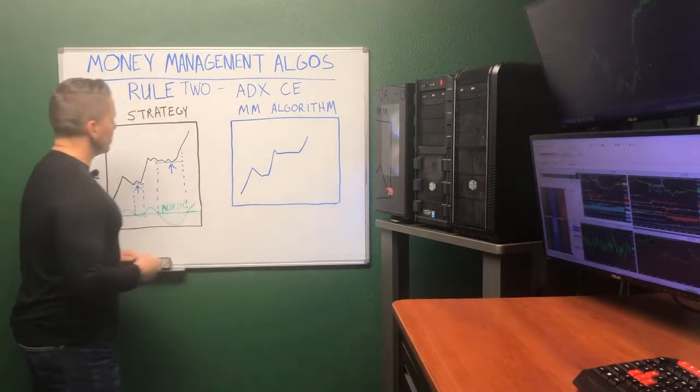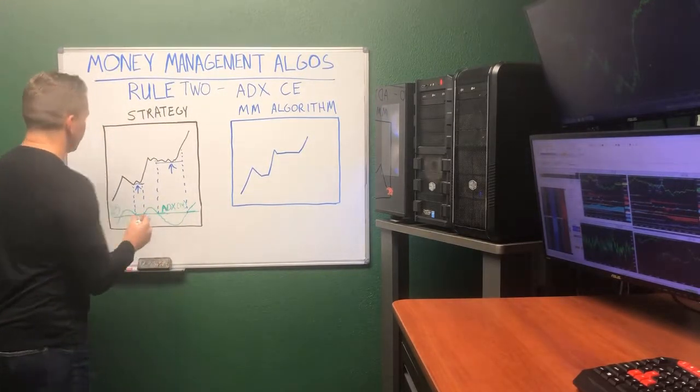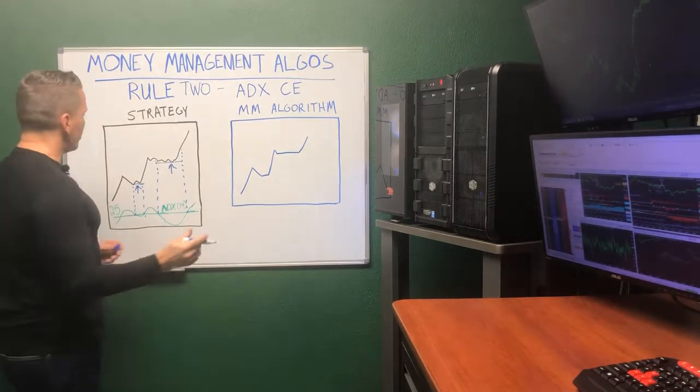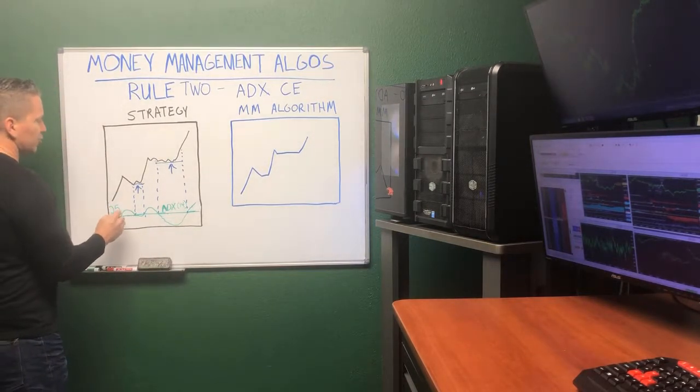And if you have a pretty strong, pretty consistent equity curve, you can use this by itself. But here's how it works. The ADX is just a trend indicator.